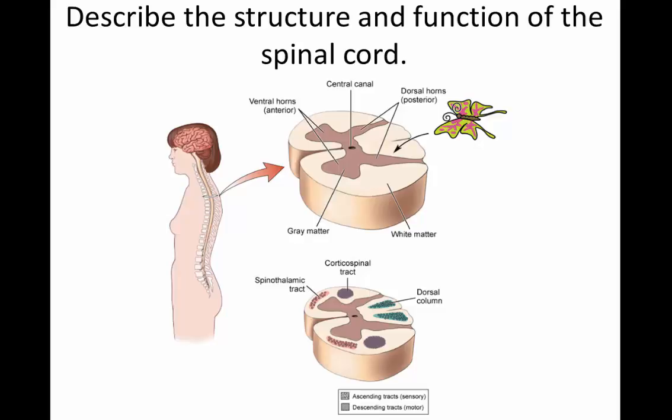We have the corticospinal tract. This is an area where we have all these axons from neurons that are running from the cortex down through the spine.